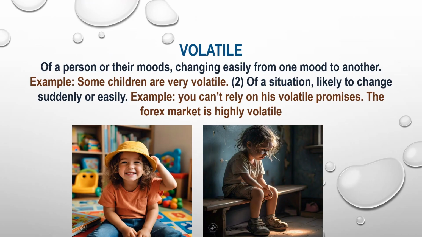Volatile. This means of a person or their moods changing easily from one mood to another. Example: some children are very volatile. Secondly, it means of a situation likely to change suddenly or easily. Example: you can't rely on his volatile promises. The forex market is highly volatile.